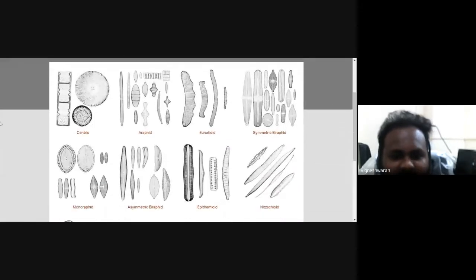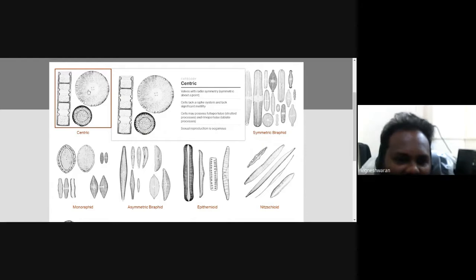As I said, based on the raphe presence, diatoms are classified into many different types. Here we can see centric diatoms don't have a raphe system, and they will be mostly free-floating diatoms. They are also called planktonic diatoms. They will be free-floating in the river, in the upper surface where light can penetrate, and some diatoms have some attachment. It depends on the generic character.